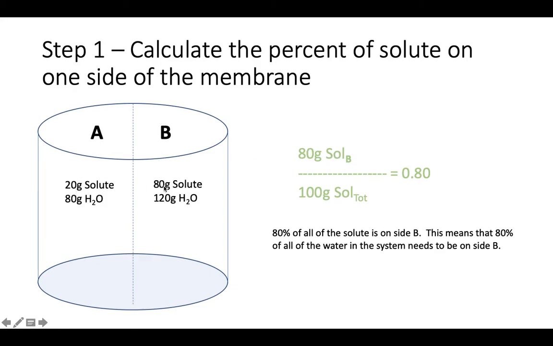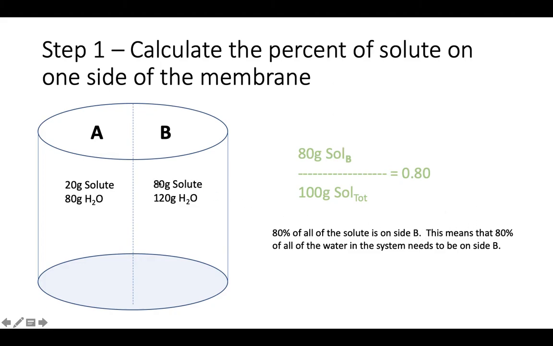I'm going to calculate what the percent of all the solute in the whole system is on side B. So 80, which is the amount of solute inside B, divided by 100, which is the amount of solute in the whole system. So 20 plus 80, where we get the 100. And that's 0.80. So 0.80 is 80%. So 80% of all the solute is on side B.